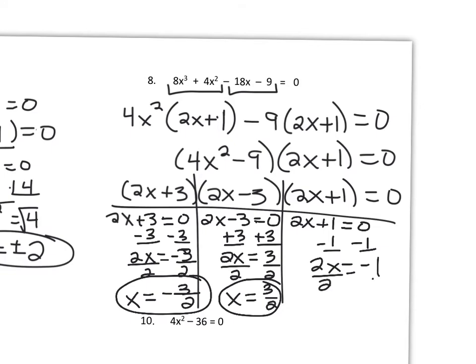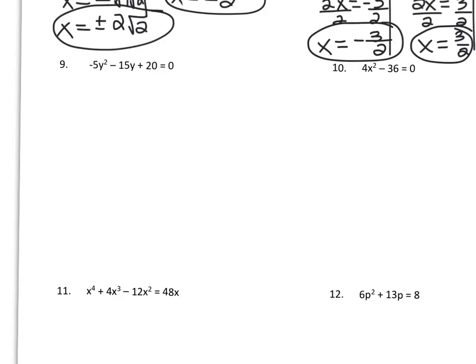All right, so we're solving all these, and in this case, we get x equals negative 1/2. Okay, so we have 3 answers, 1, 2, 3, and if you look from the beginning, our biggest exponent was a 3. That told us the maximum amount of answers that we were allowed to have.